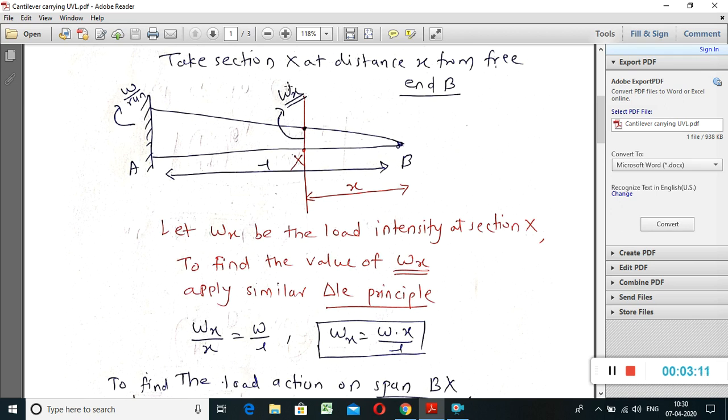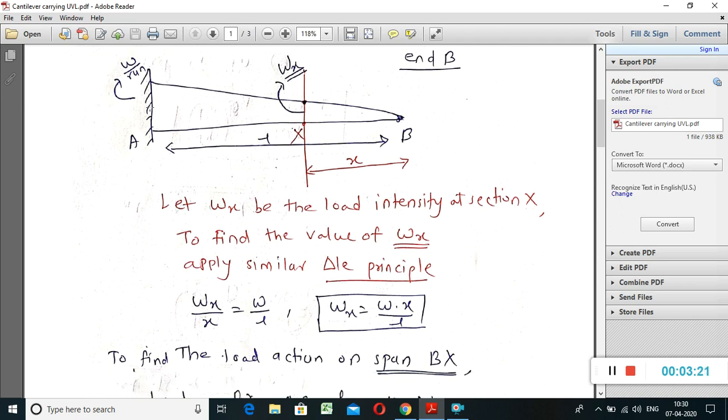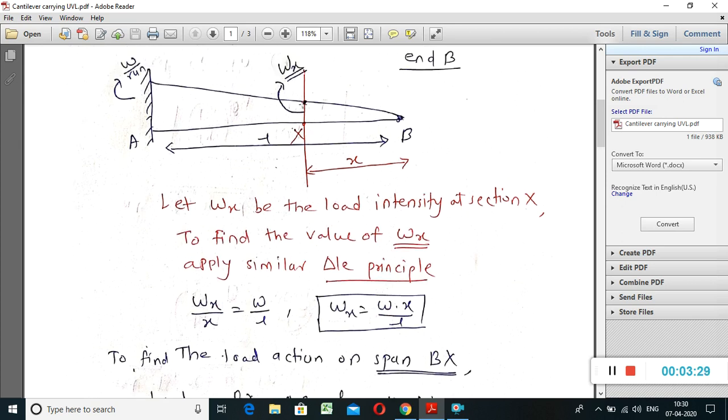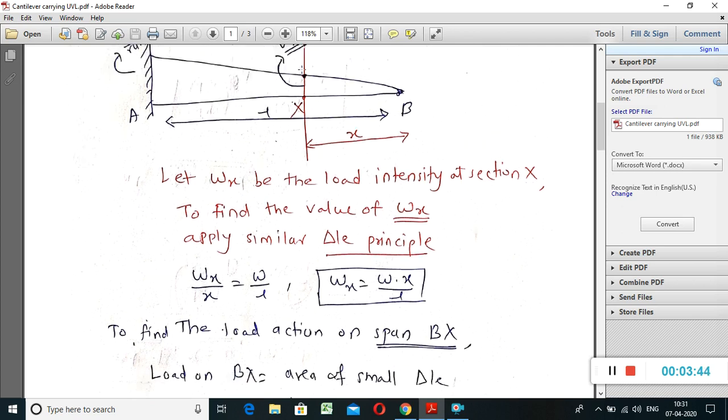How can we find this unknown Wx? We can observe here that this is the smaller triangle and this is the larger one. Both these triangles are similar triangles. If we apply the similar triangle principle, we can simply find Wx. That will be Wx by x is equal to W by L. So load intensity Wx will be W into x by L. This is the value of the height. Once we get the height, the base is already known, so we can find the area.